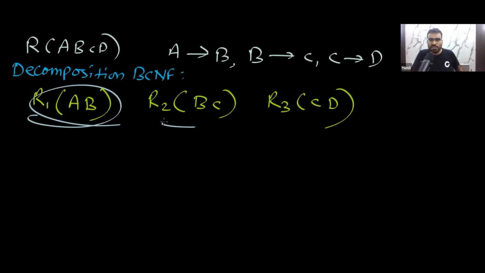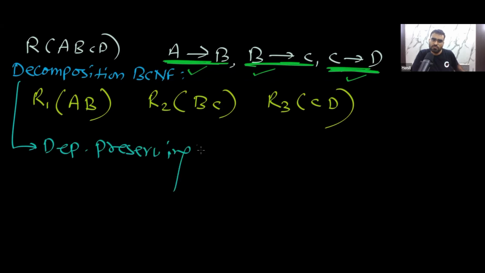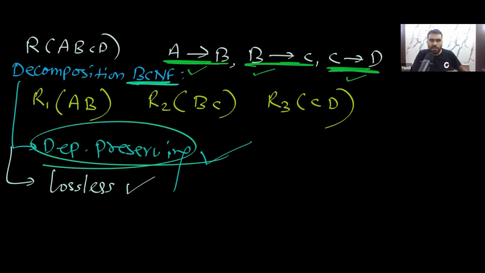Now here, this is in BCNF, this is in BCNF, this is in BCNF, because every relation with two attributes is in BCNF. Now, can you notice, is this dependency preserving? Each dependency is preserved by R1, R2, R3 respectively. Yes or no? So this decomposition is dependency preserving. Also, this is lossless. So you can see all three properties are there. All of them are in BCNF, and dependency is preserved.